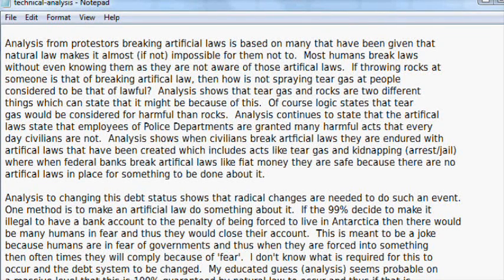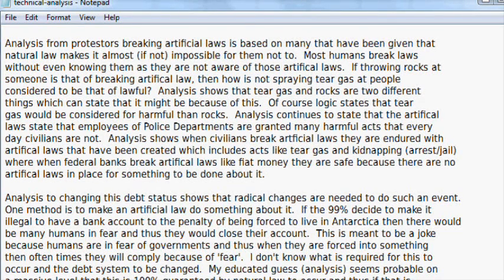That is, break artificial laws. Most humans break laws without even knowing them, as they are not aware of those artificial laws. If throwing rocks at someone is breaking artificial law, then how is spraying tear gas at people considered lawful? Analysis shows that tear gas and rocks are two different things, which might be the reason.